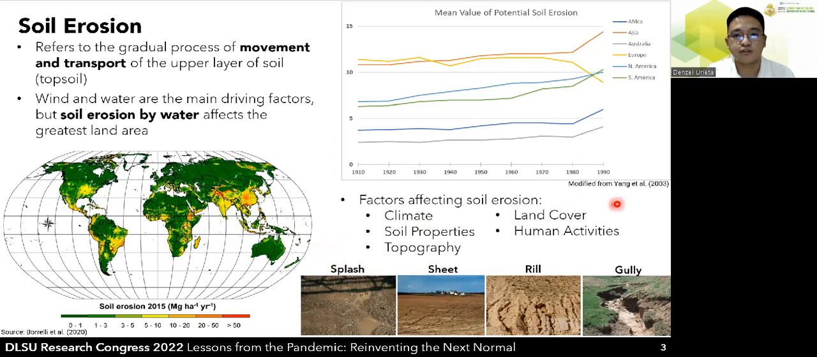And there are several factors affecting soil erosion. So we have climate, soil properties, topography, land cover, and human activities. And sometimes human activities are related to land use change. Among these factors, climate and land use change, or human activities, are the most critical factors contributing to soil erosion. Shown in this figure is the average potential soil erosion in Asia across different continents for the 20th century. And as we can see for Asia, it has been steadily increasing.